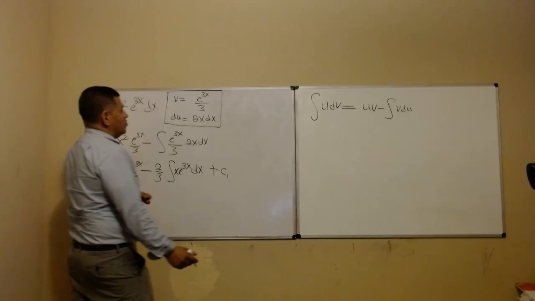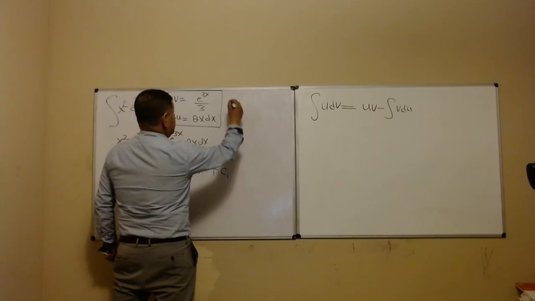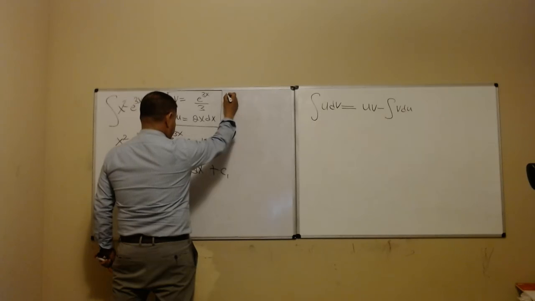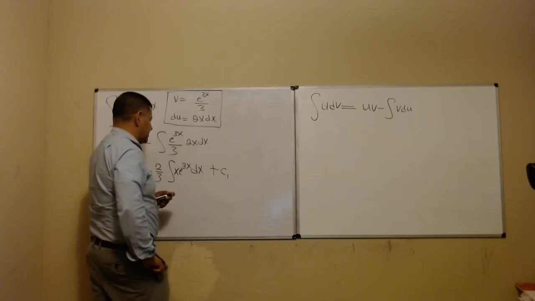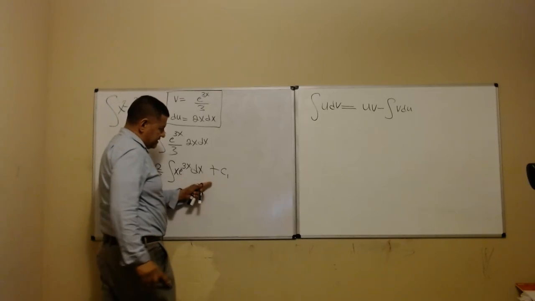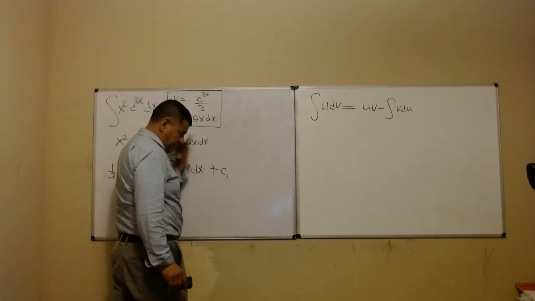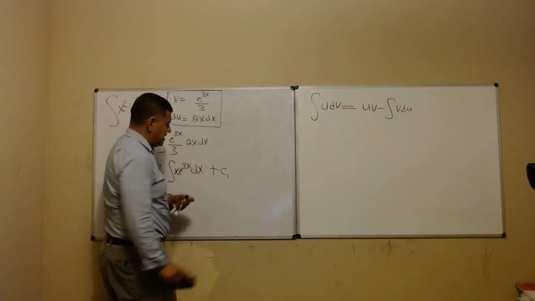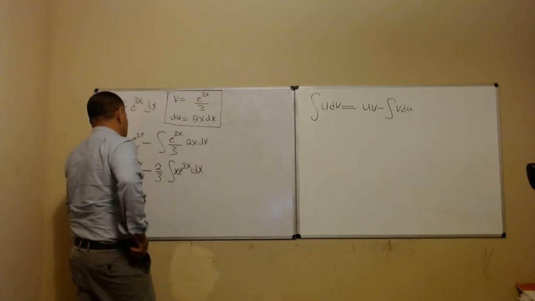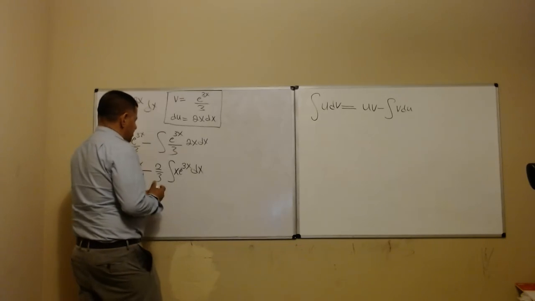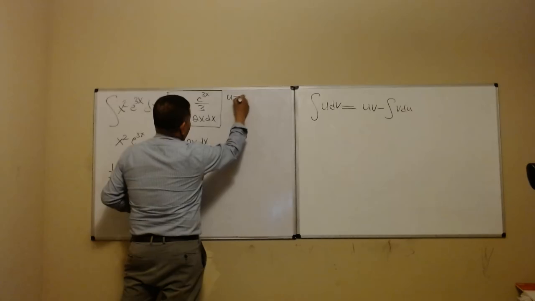We will do the same thing. Like I said, you don't have to worry about this C right now. We can do that later because it's going to be a constant anyway. C1 plus C2 is going to equal C anyway. So let's let u again. u is equal to x.